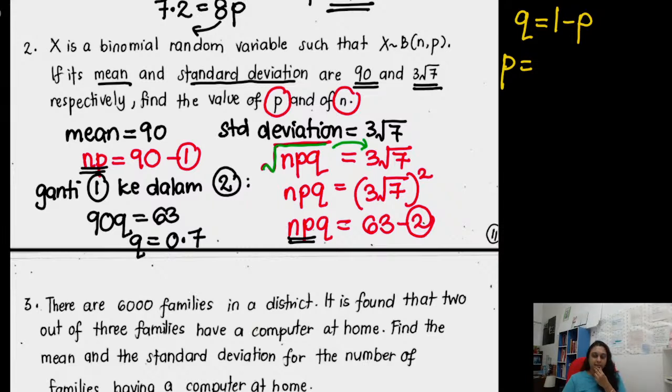Teacher, but why 90Q? Okay, because remember this is NP, isn't it? So this NP is what value? It's 90, correct. So the 90 I ganti inside here. NP that. That's why it's 90Q. Because teacher substituting the whole thing what. I sedang ganti ke dalam dua what.